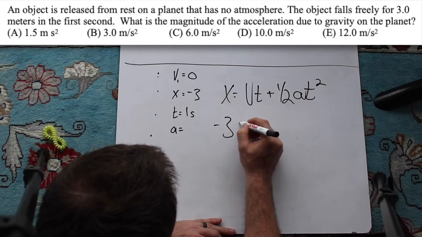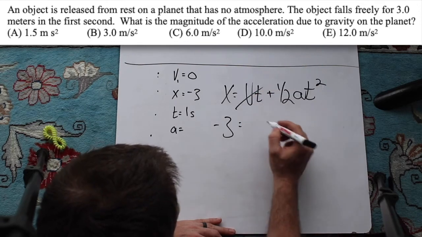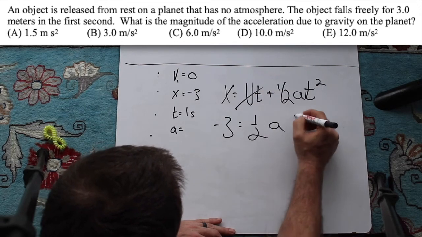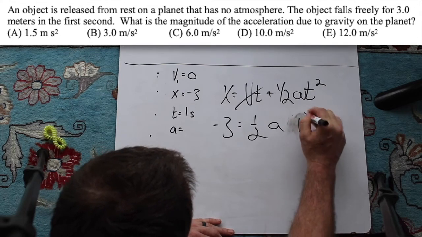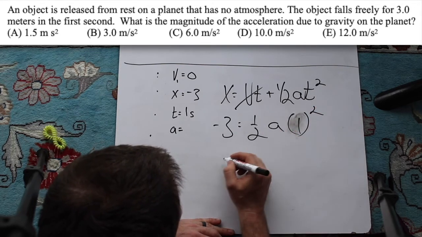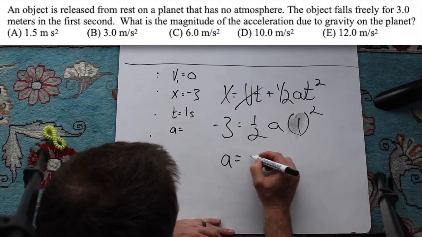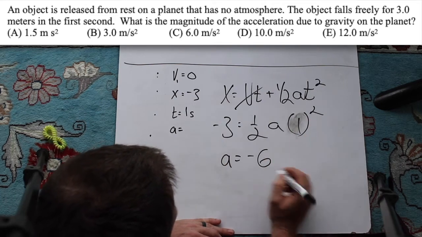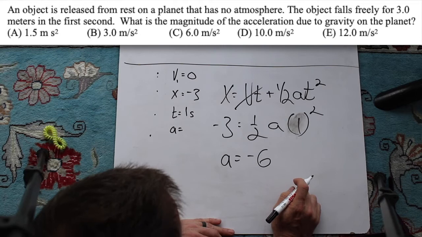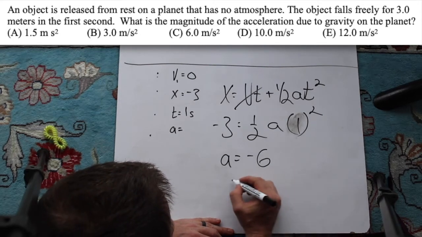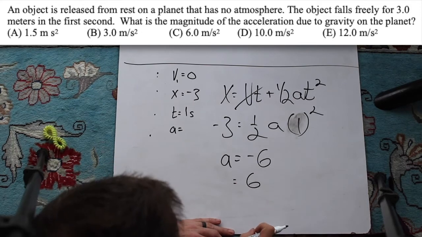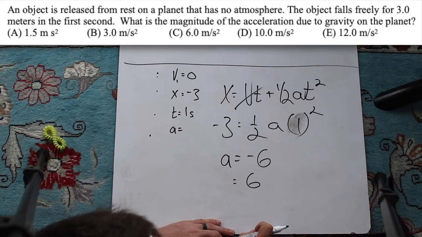Displacement, -3. Initial velocity, 0. Acceleration unknown. And time, 1 second. And solving that for a, bring the 2 over, -6, divide by 1. So our acceleration is -6. However, its magnitude, or just its size, is equal to 6. So the correct choice would be C.